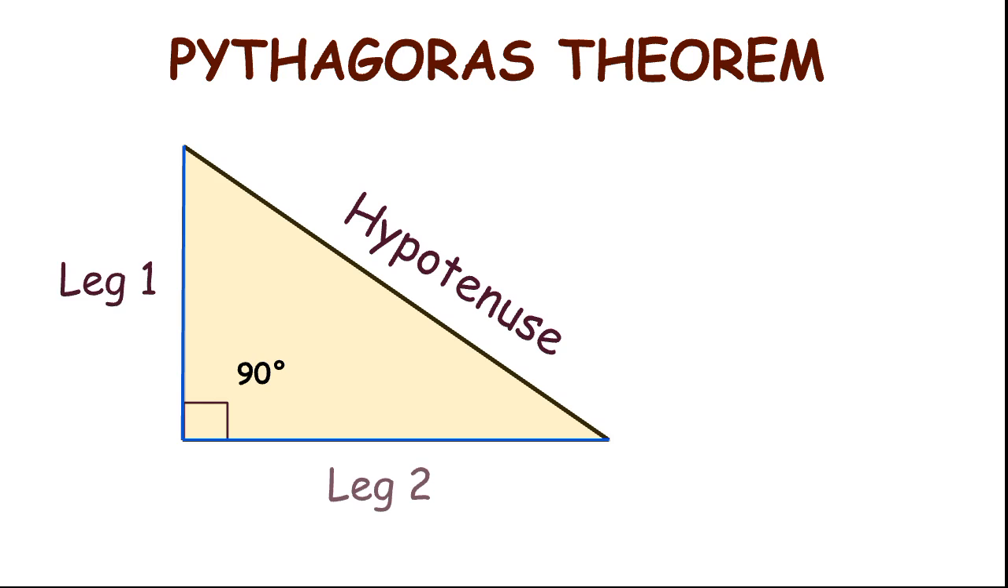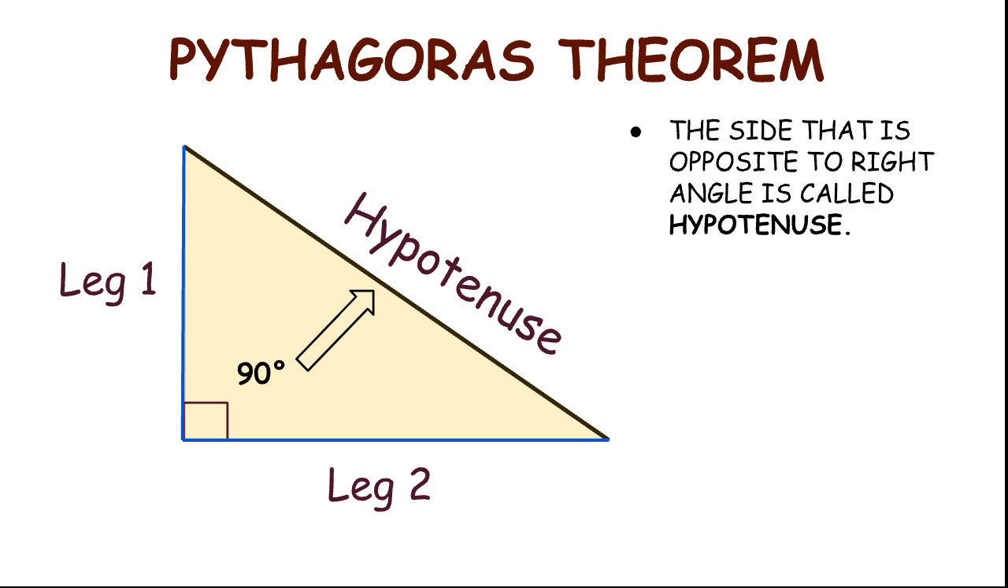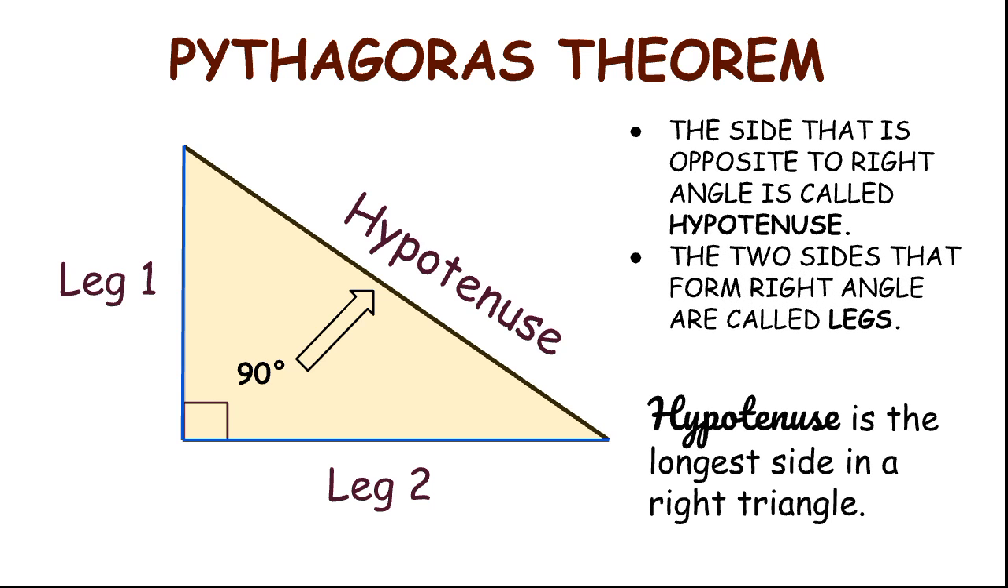So every right angle triangle will have two legs and one hypotenuse. Always hypotenuse is the opposite side of the 90 degrees angle. So these are a few key points. And always in a right angle triangle, hypotenuse is the longest side.